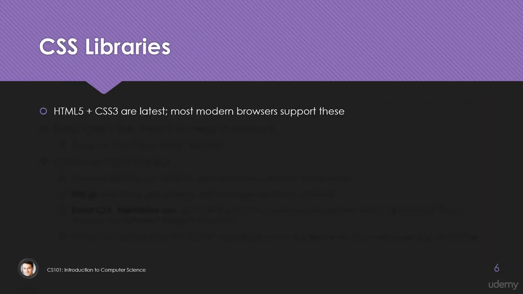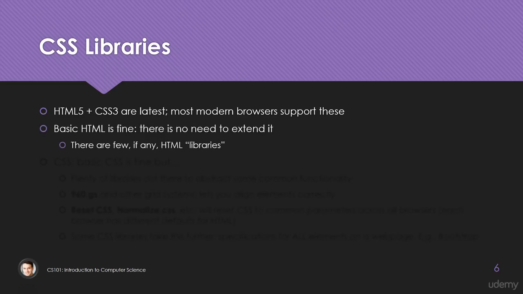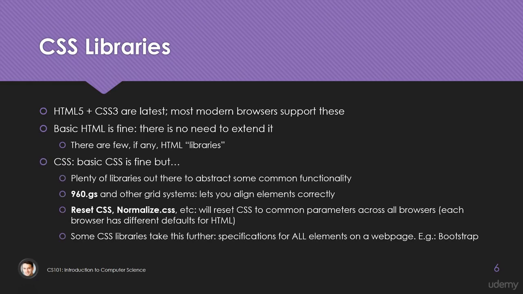Just to conclude on this class, there are some HTML CSS libraries. HTML5 and CSS3 are the latest standards. Basic HTML is fine. You don't really extend HTML. But CSS, there's plenty of libraries out there that extend some of the common functionality in CSS. So there's 960.js and other grid systems that will use CSS to align elements properly, reset CSS, normalize CSS to reset CSS so that your website looks the same across different web browsers.